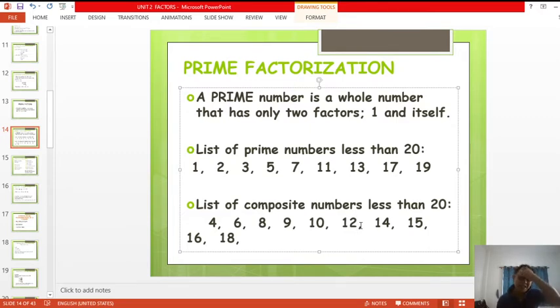You can use 6 times 2. You can use 3 times 4, right? So it is not a prime number. And here, 14. Of course, we have 7 times 2. So again, it's not a prime number. And about 15. Yes, 15, 3 times 5.